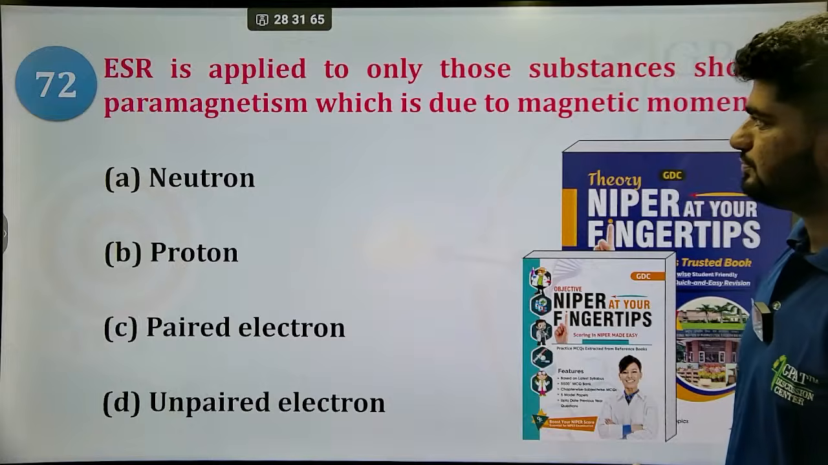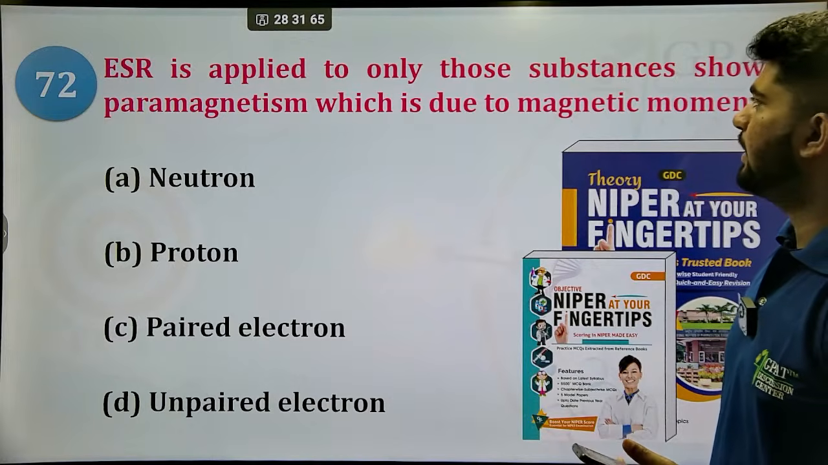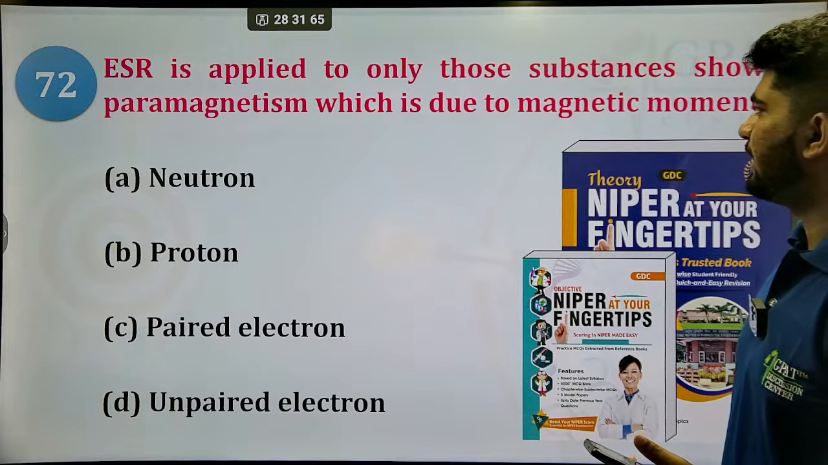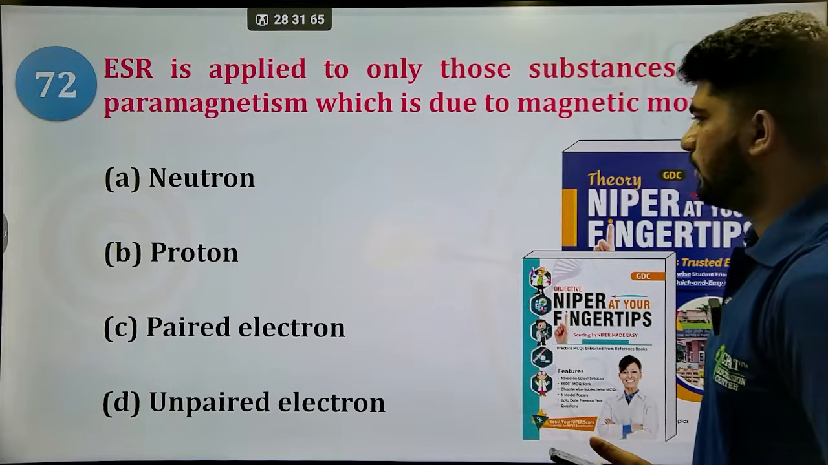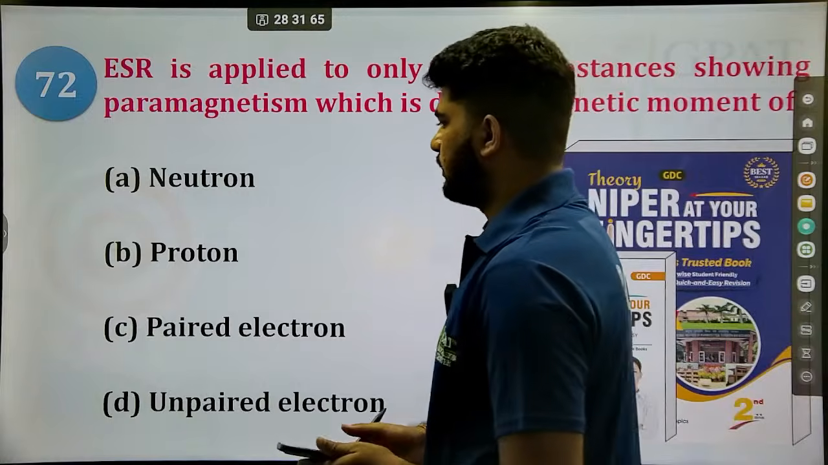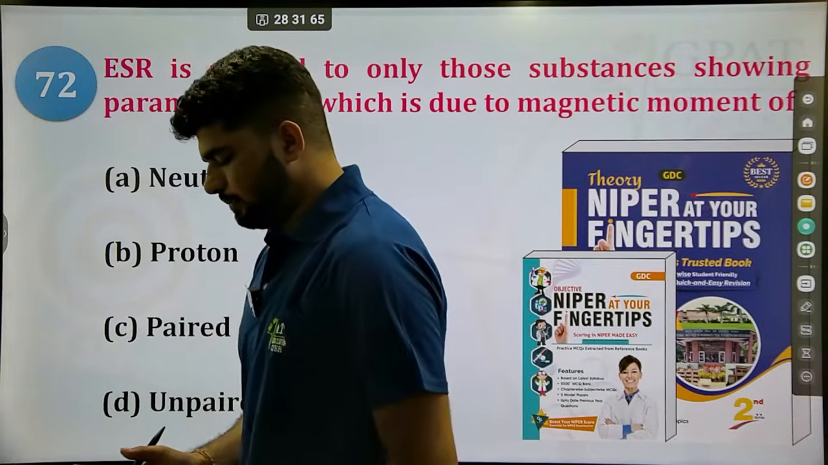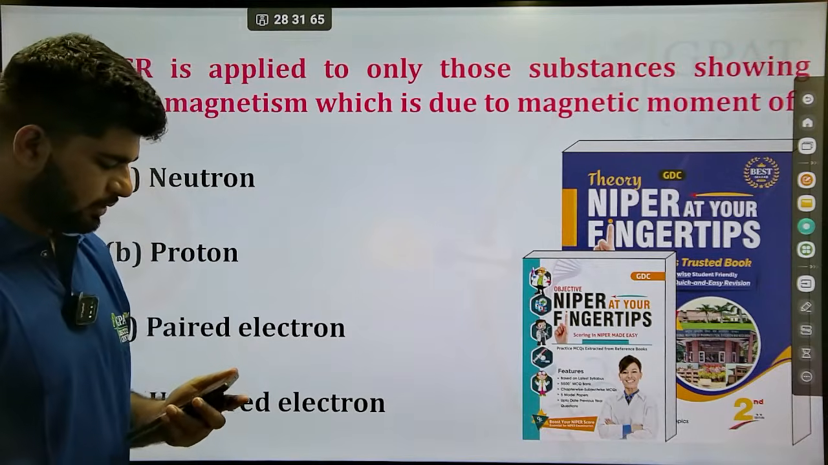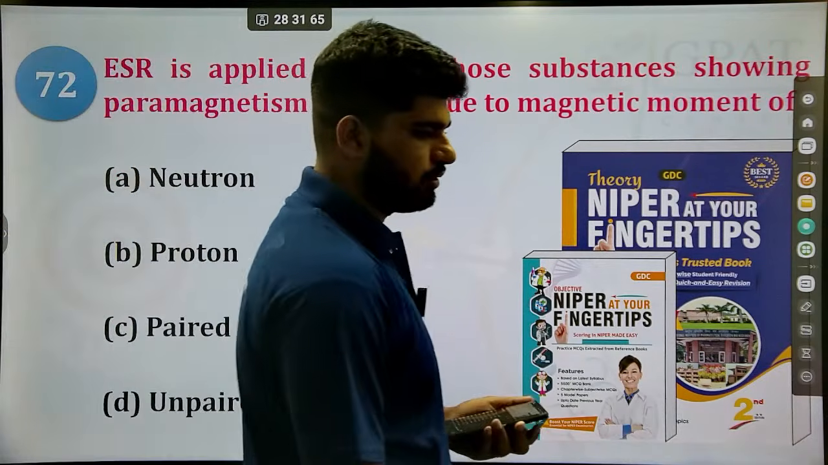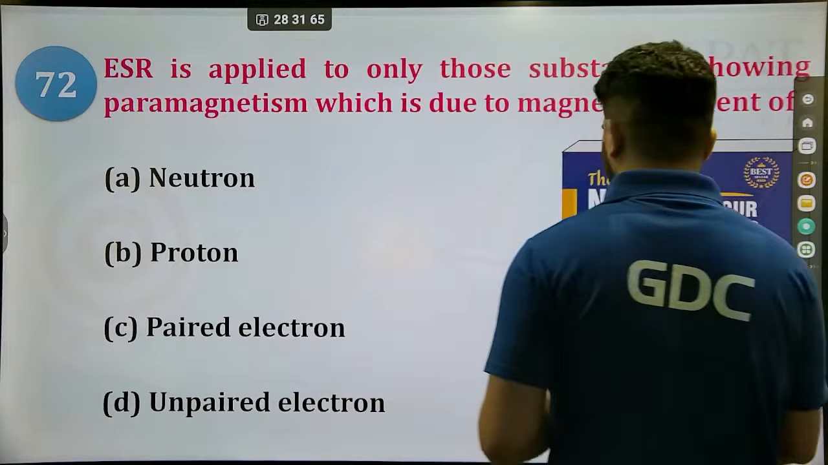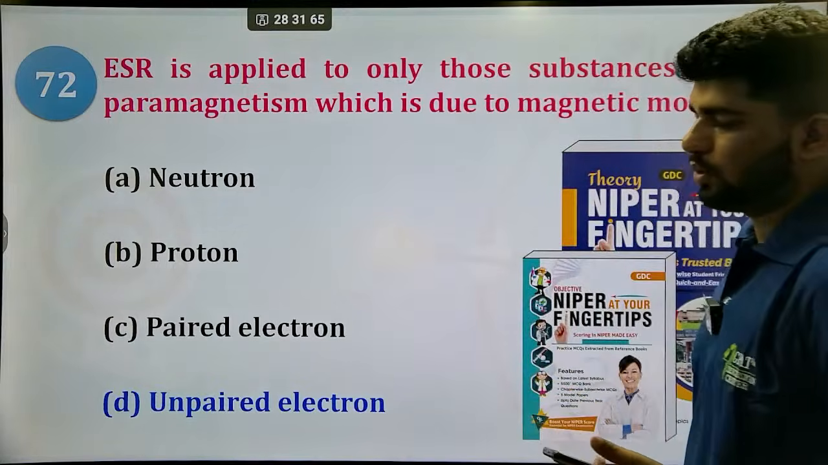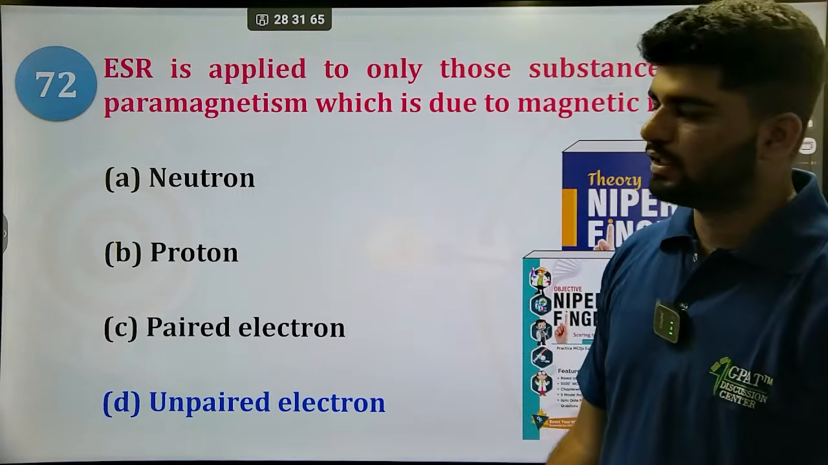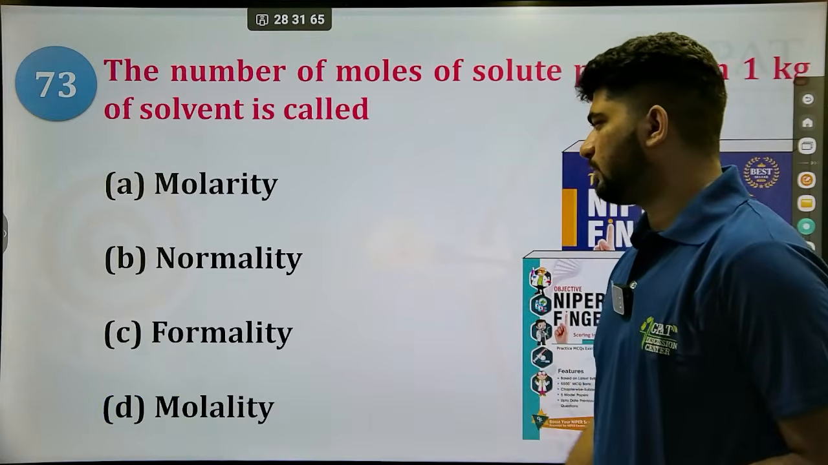ESR. ESR is applied to only those substances showing paramagnetism, which is due to the magnetic moment of neutron, proton, paired electron, or unpaired electron. What's that? That is your unpaired electron only, because that will not be stable, that will have reactivity. That's why ESR is applied to unpaired electron.